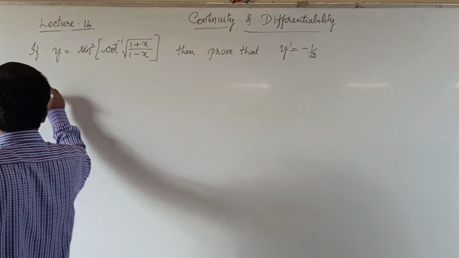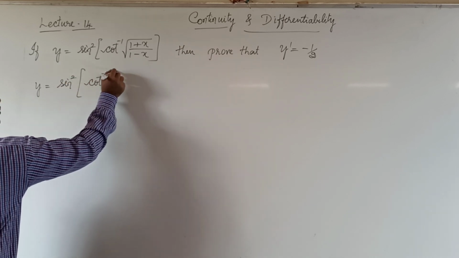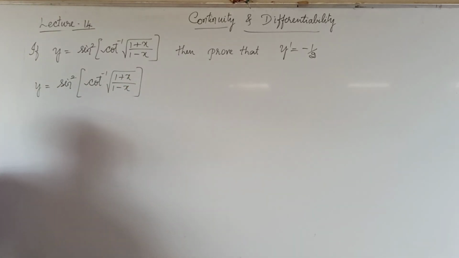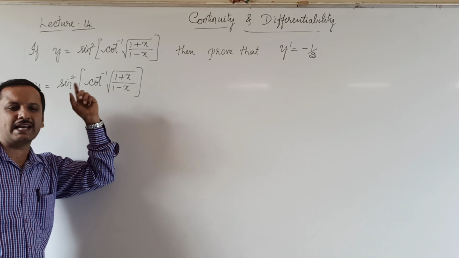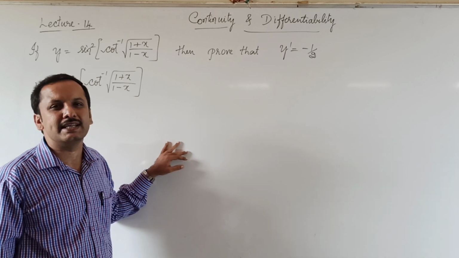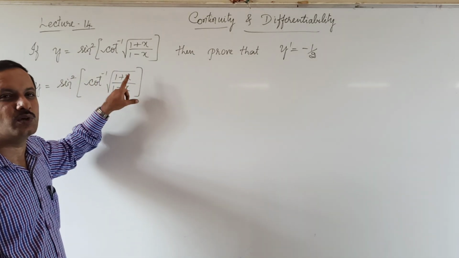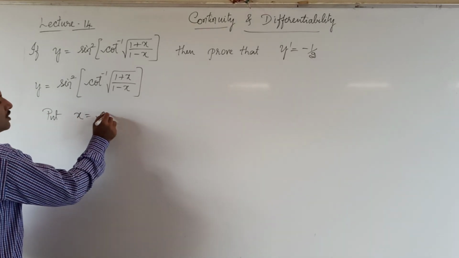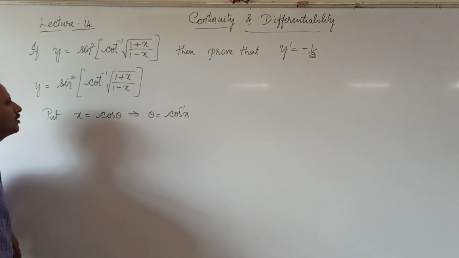Okay. So we have y equal to sine square cot inverse of root of 1 plus x by 1 minus x. Now here I will make a substitution. Observe, here we have root 1 plus x as well as root 1 minus x. Earlier I told you, when you come across root a plus x or root a minus x, the substitution is put x equal to a cos theta. Now in this case a is 1, so I will make a substitution as x equal to cos theta. When I take x equal to cos theta, immediately I can write that theta is equal to cos inverse x.